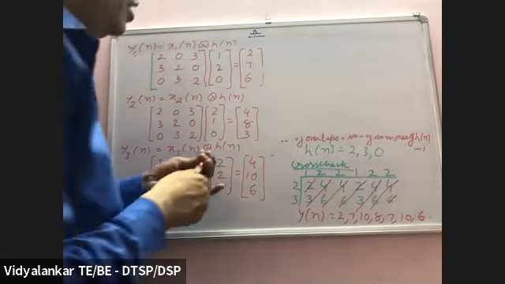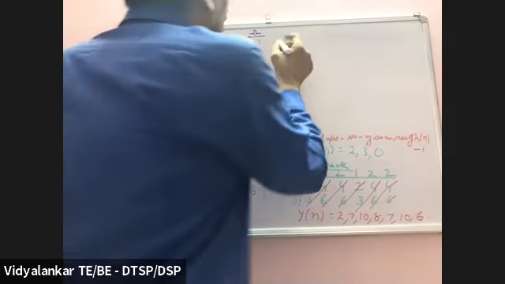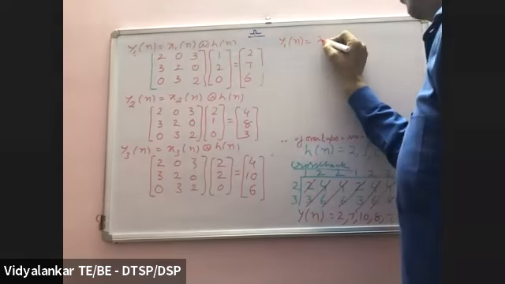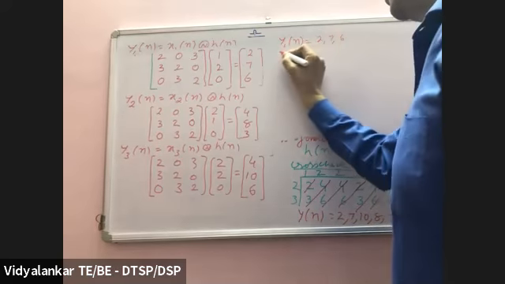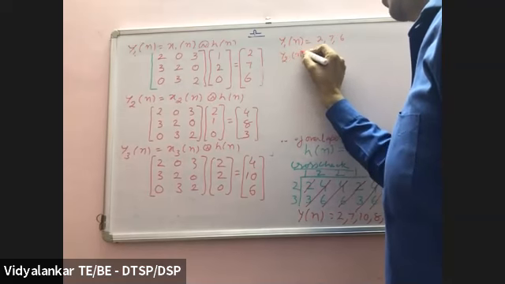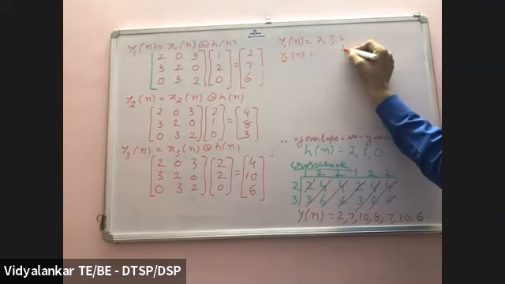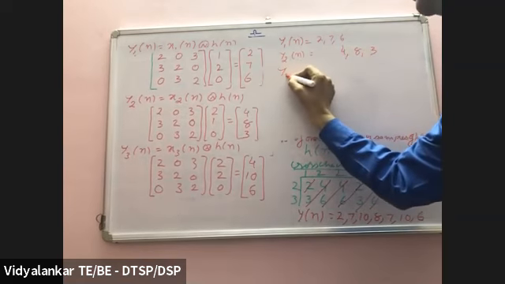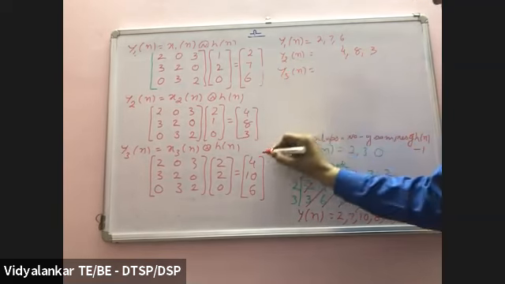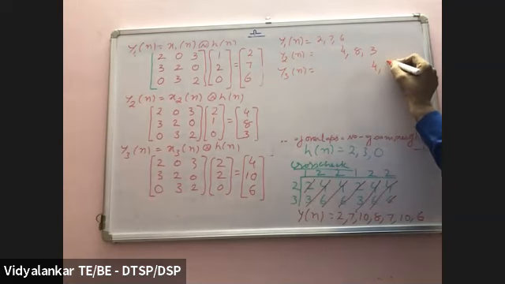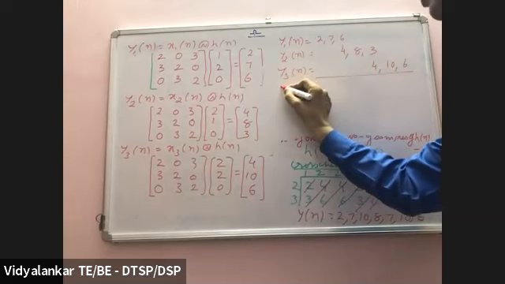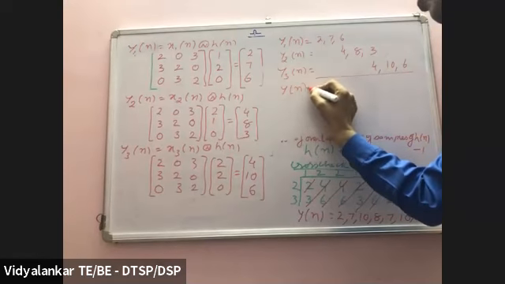Observe. Now I'll take y1n values here, which are 2, 7, 6. y2n with one overlap: 6 overlapped with 4, then 8, 3. Then y3n with one overlap: 3 overlapped with 4, then followed by 10, 6. By adding y1n plus y2n plus y3n, we will get the output.